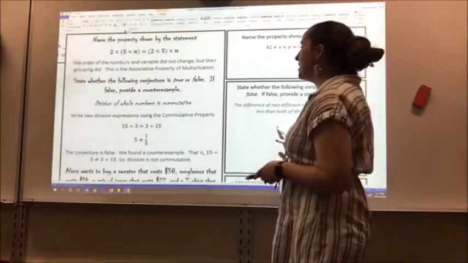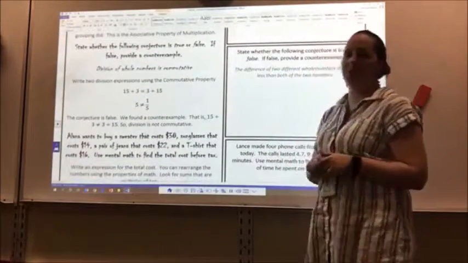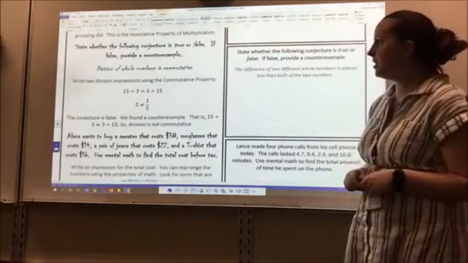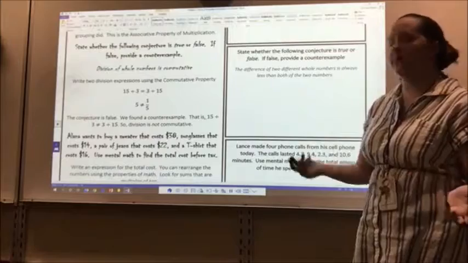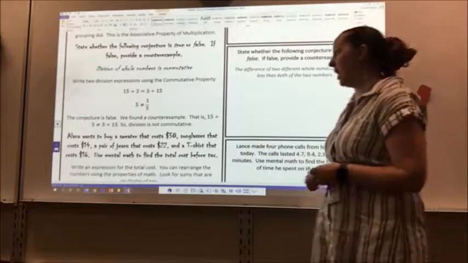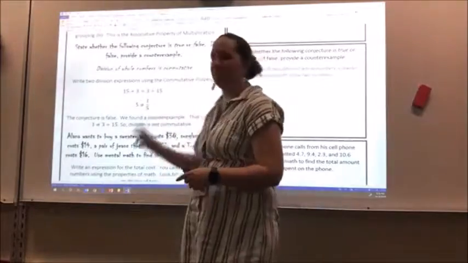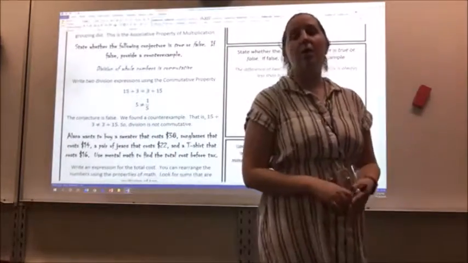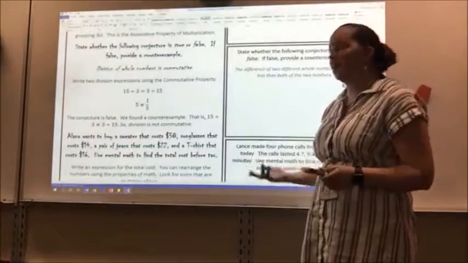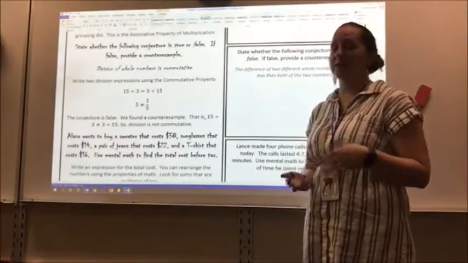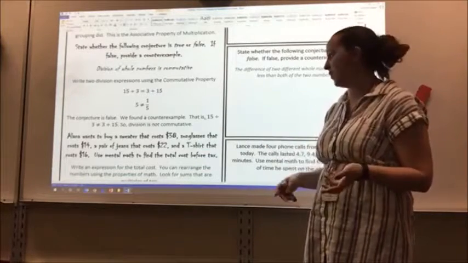Okay, next I want to state whether the following conjecture is true or false. If false, provide a counterexample. So division of whole numbers is commutative. So I write two division expressions using the commutative property. I have 15 divided by 3 equals 3 divided by 15. I want to know if they're equal. Well, 15 divided by 3 equals 5. 3 divided by 15 is 1/5. So they are not equal, so that's my counterexample. The conjecture is false.